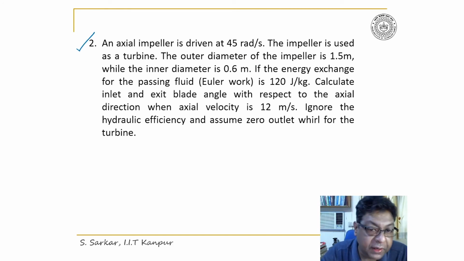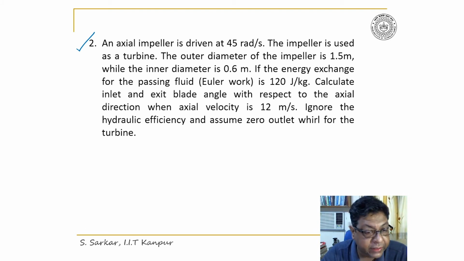Here the same impeller has been taken as an impeller for a turbine. Rest all the data remain the same. Thus, the statement of the problem is: an axial impeller is driven at 45 radian per second. The impeller is used as a turbine. The outer diameter of the impeller is 1.5 meter while the inner diameter is 0.6 meter.